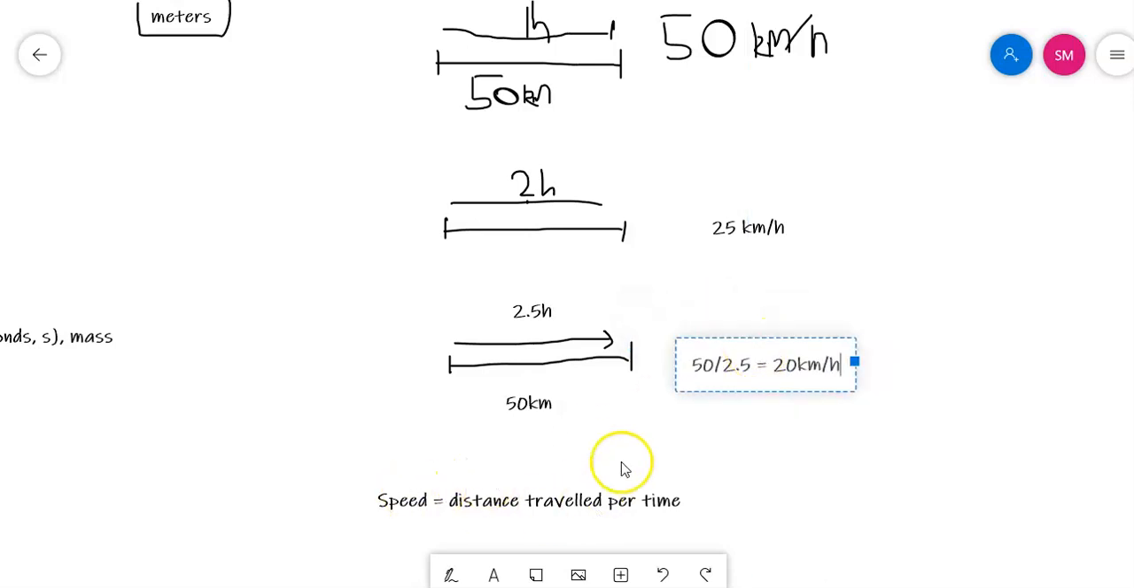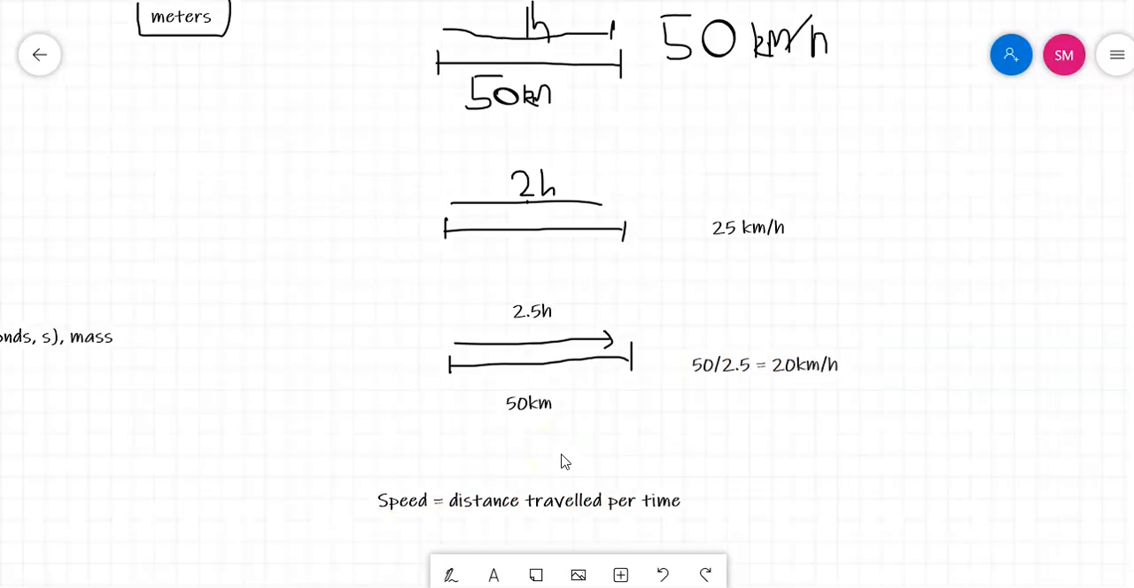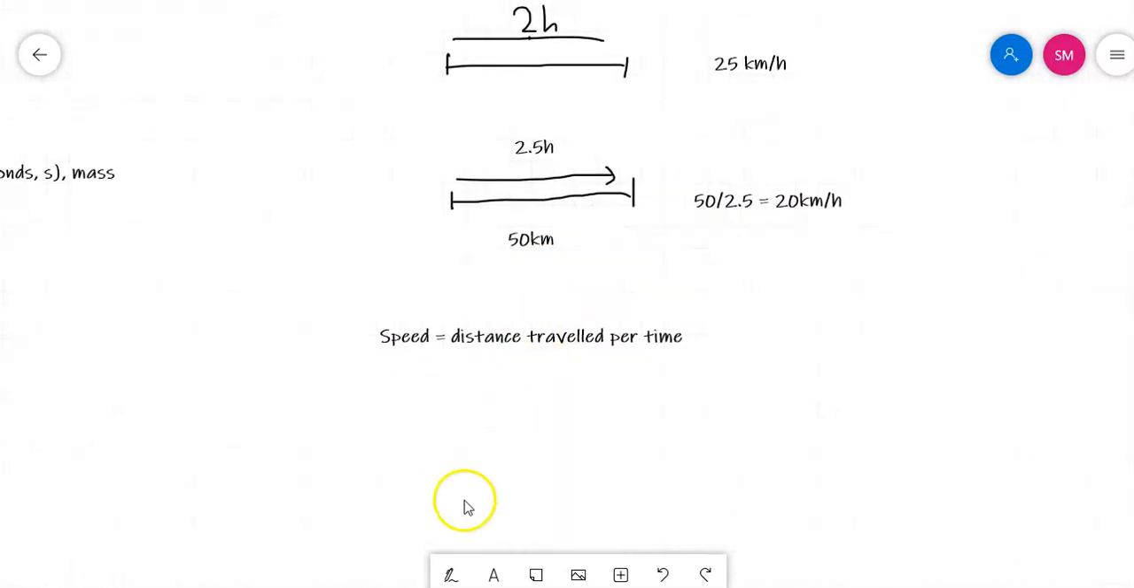So if speed is the distance traveled per time, we can actually write that as a formula. Like I was saying before, that slash or that divided by is the same as saying per. So we could say speed equals distance divided by time. Speed equals distance divided by time. This is the first formula that we will need to know.